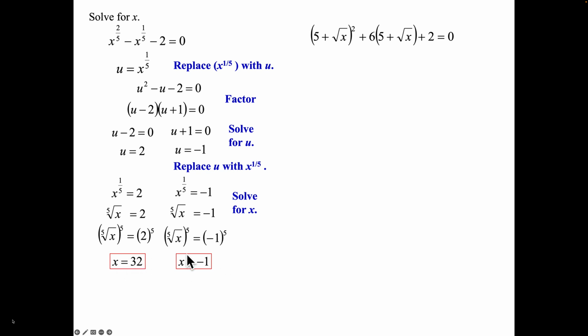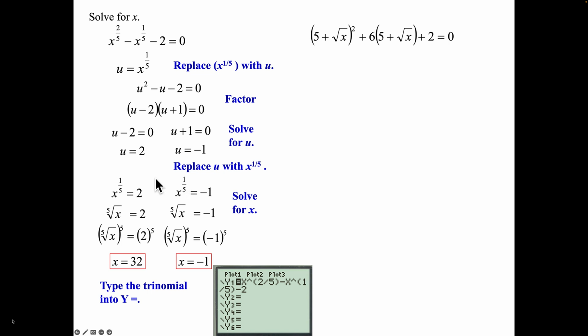Now, we can check this real quick. Another way of checking is by graphing. And the reason I'm going to say that is because these numbers are so far apart. This is ugly to type in, so let's not type it in twice. Let's just work with it once. So you go to y equals, you type in x raised to the 2/5 power. If you have an older calculator, you have to use parentheses around your exponent, minus x raised to the 1/5 power minus 2.